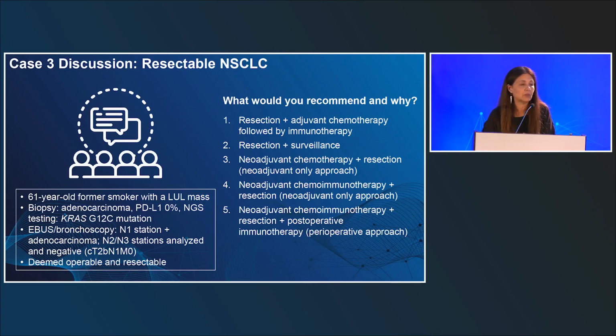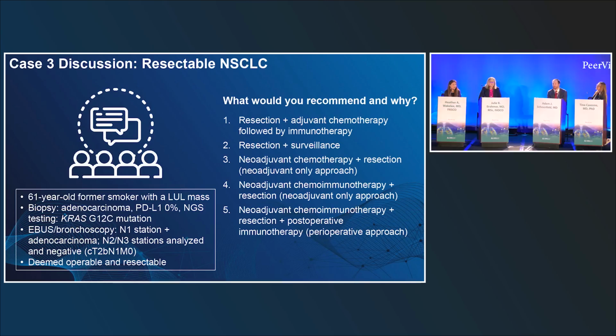The patient's been deemed to be operable and resectable. So your options would be resection and adjuvant chemotherapy, followed by immune therapy, resection plus surveillance, neoadjuvant chemotherapy plus resection, neoadjuvant only approach with neoadjuvant chemoimmune therapy together, a perioperative approach, or you're still not sure. So to think about that, just go through all of that in your mind.